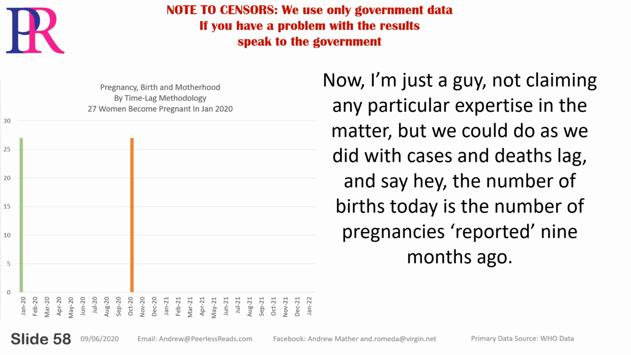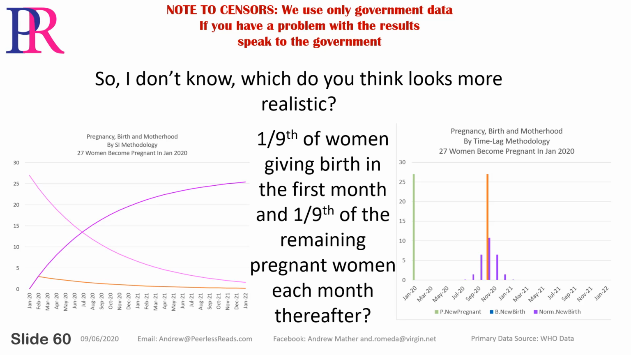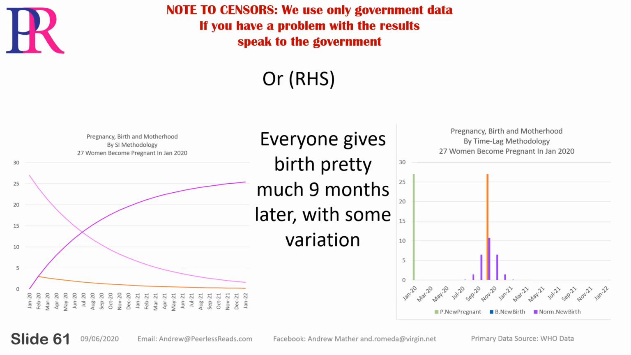Now I'm just a guy not claiming any particular expertise in the matter, but we could do as we did with cases and deaths lag and say, hey, the number of births today is the number of pregnancies reported 9 months ago. Too simplistic? Sure, we could add some variance to that to make it look more normal. So I don't know, which do you think looks more realistic? 1/9 of women giving birth in the first month and 1/9 of the remaining pregnant women each month thereafter? Or the right hand side, everyone gives birth pretty much 9 months later with some variation.